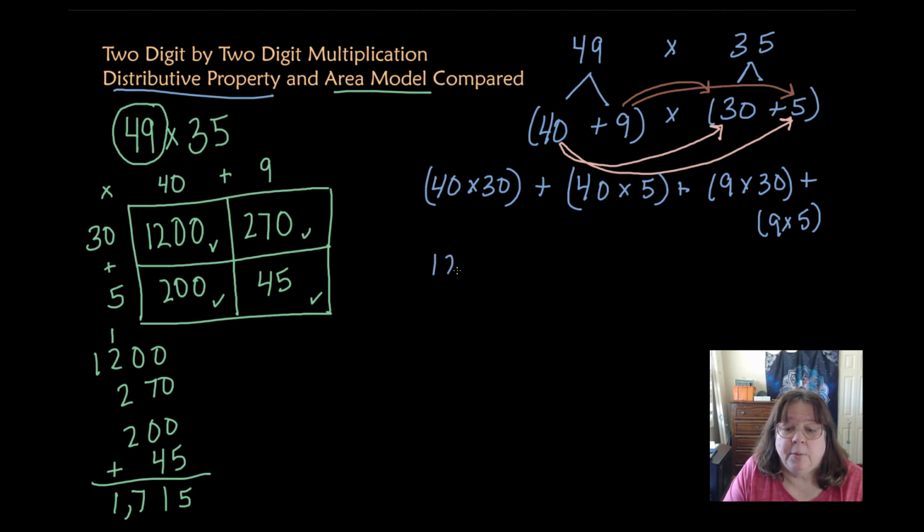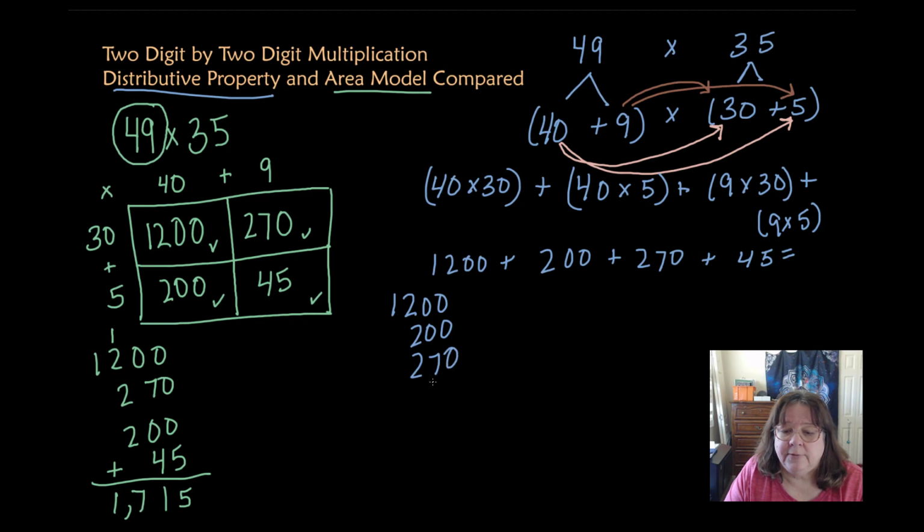That's 1,200. 40 times 5, 200. 9 times 30, 270, and 9 times 5, 45. I'm going to write it here. Let's see, 1,200, 200, 270, and 45. Add them up.